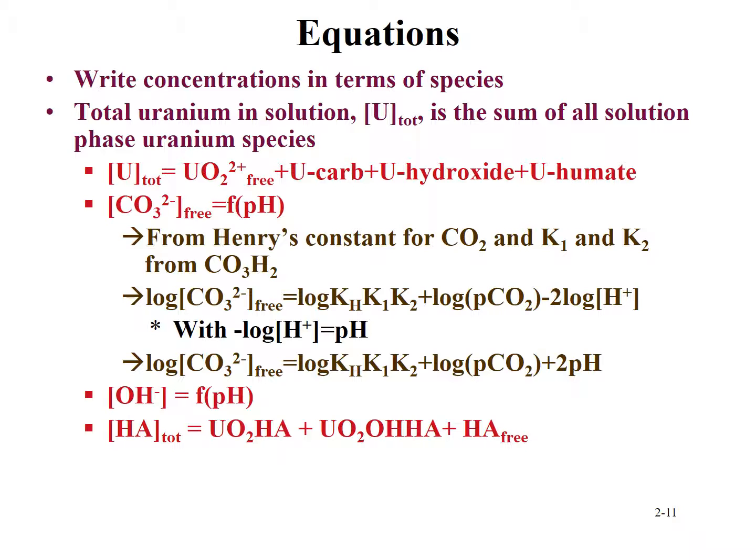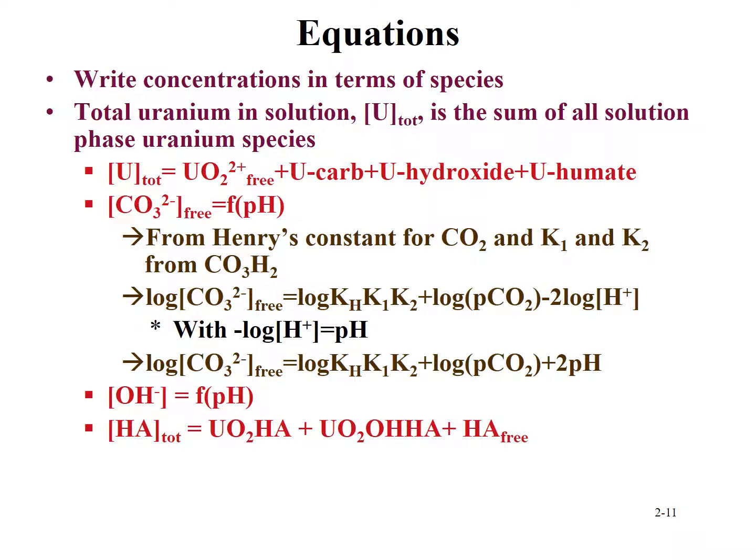Now what we need to do is write our equations. We want to describe the total uranium concentration in solution, which we'll call U total, as the sum of all the uranium solution species. So for example, the U total is going to be equal to the amount of free uranium plus the amount of uranium carbonates, and we had a few uranium carbonates, and the uranium hydroxides. Make sure that if you have something like the uranium hydroxides, if you have dimers or trimers, you need to include the fact that you have 2 or 3 uranium in those molecules, and uranium humate.